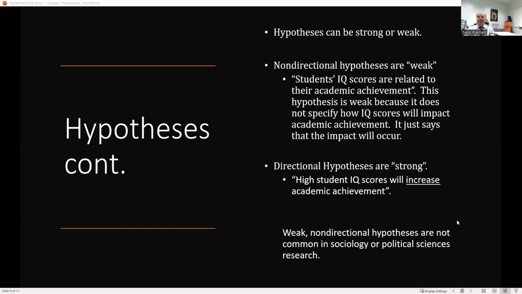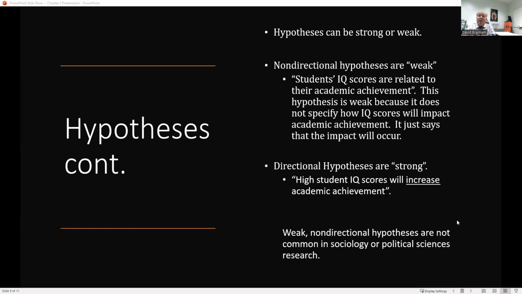The hypothesis that says, okay, we just hypothesize that intelligence will make a difference in academic achievement. We don't know which way, but we're going to hypothesize it. Theoretically, you don't really have a theory for that. It doesn't make sense. And so that's a weak hypothesis too.